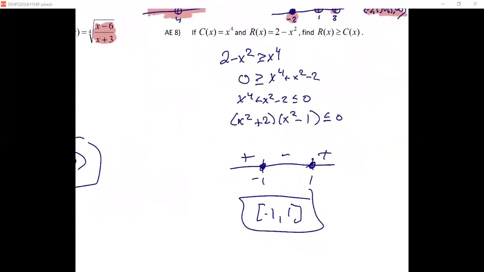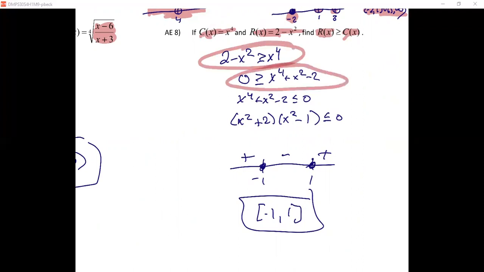On problem AE8, this is more of a polynomial one. So I substituted this in for R, and then this in for C. And in doing so, I now have a polynomial. Do some factoring. This is a trinomial. This is kind of like some lead-in practice for our next section, hint, hint, hint. So then I know that my only 2 real zeros come from x squared minus 1, so ±1, and then do my number line test to get my answer.